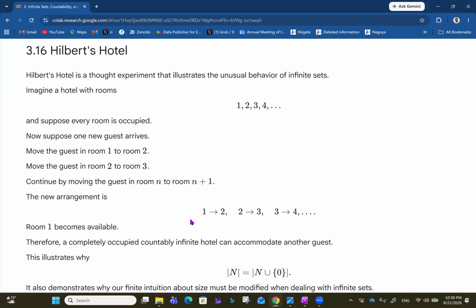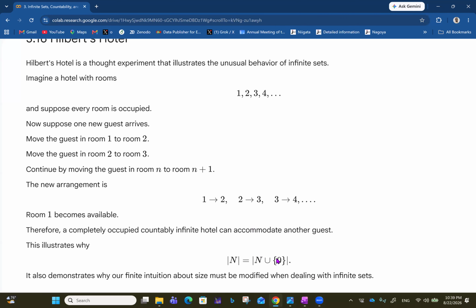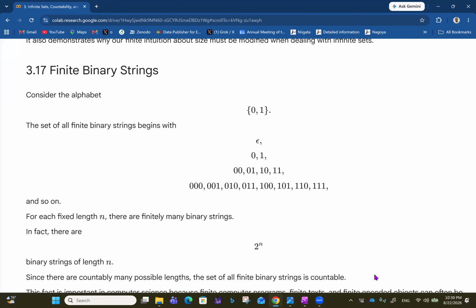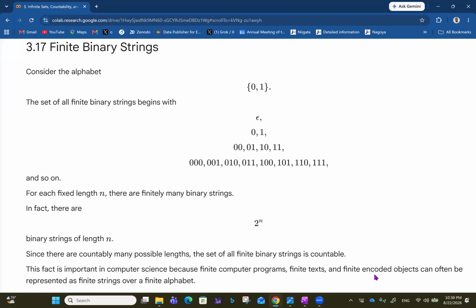So the new arrangement becomes 1 moves to 2, 2 to 3, 3 to 4, and so on. Then room 1 now becomes available. Therefore, a completely occupied, countably infinite hotel can accommodate another guest. So this illustrates why the cardinality of N is the same thing as the cardinality of N union the singleton set containing 0. It also demonstrates why our finite intuition about size must be modified when dealing with infinite sets. That's the idea of the Hilbert Hotel.